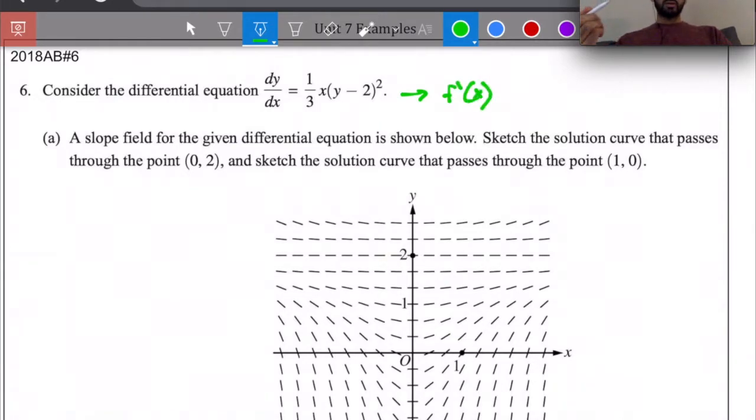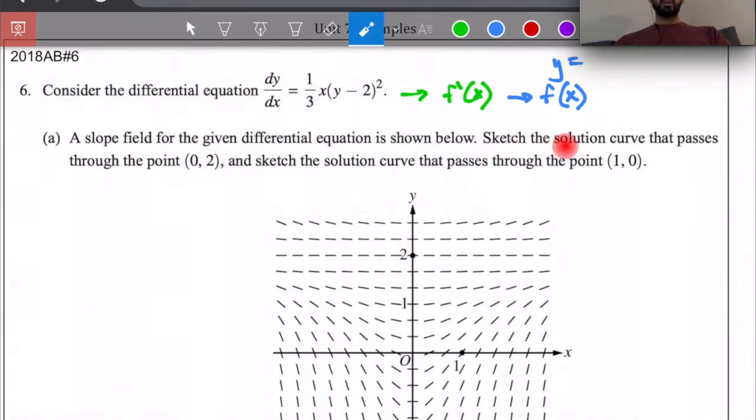What we're trying to do is, since this derivative has both x and y in it, use the slope field to understand what the original function, the solution curve, looks like. And this is your y equals curve. This is dy dx, and this is just regular y. So we're trying to understand what y equals using a slope field here.